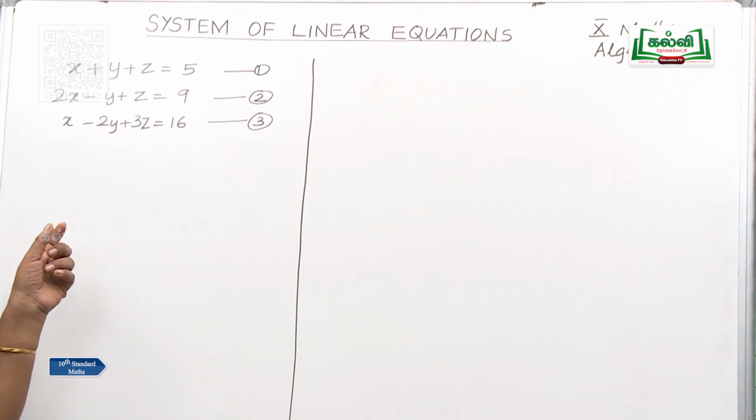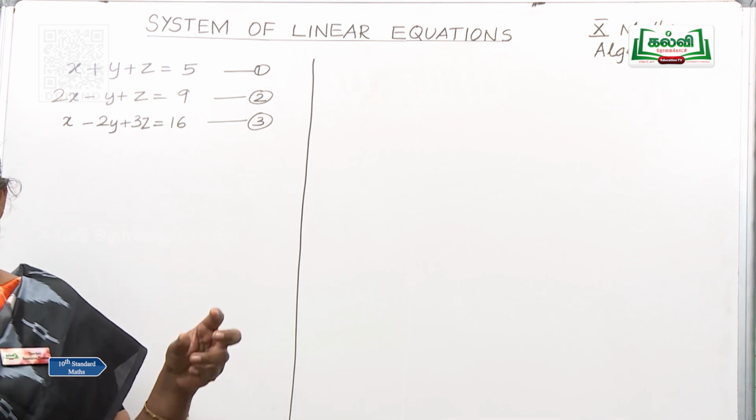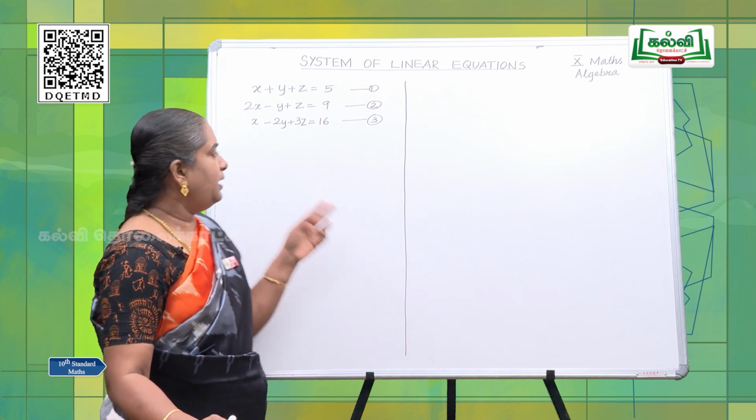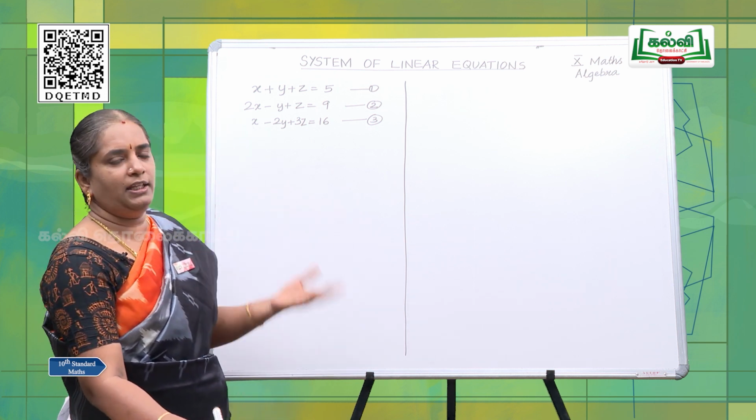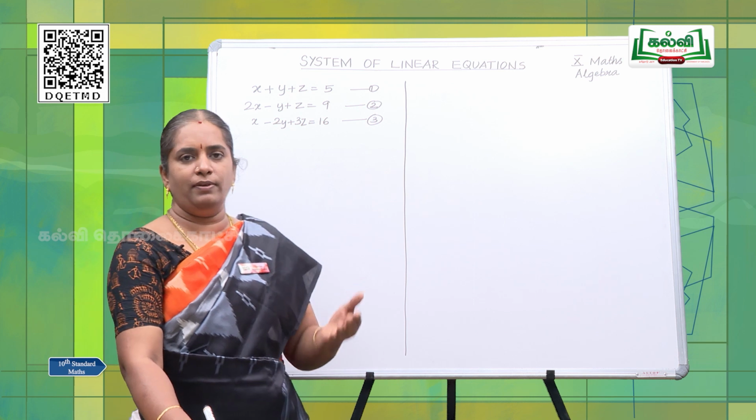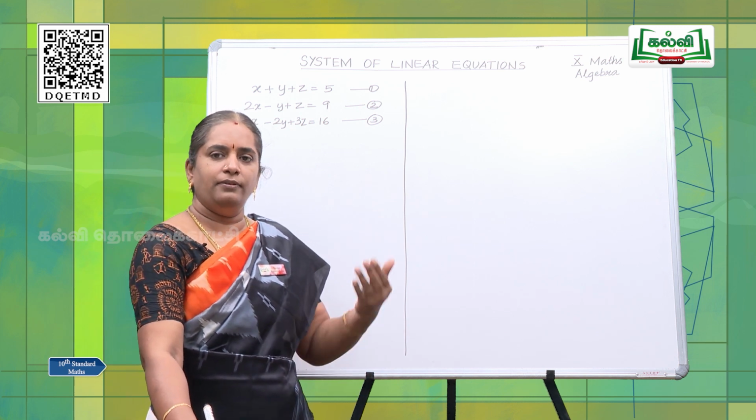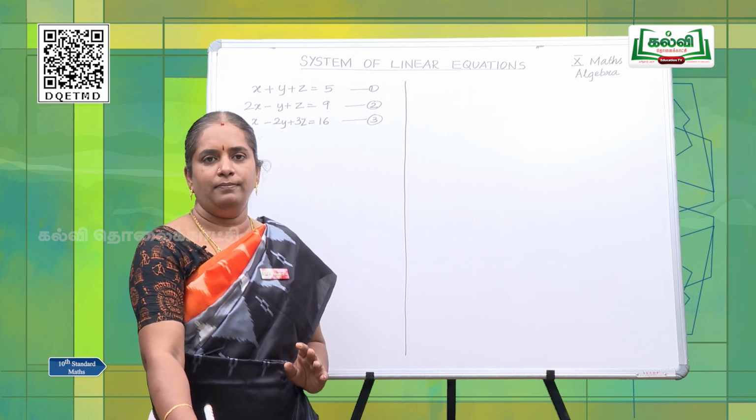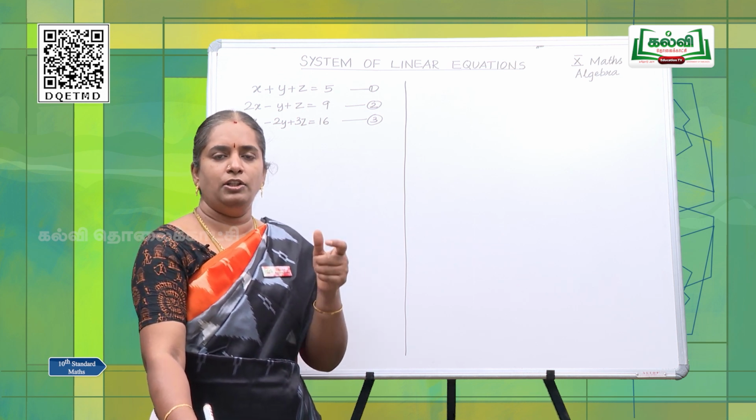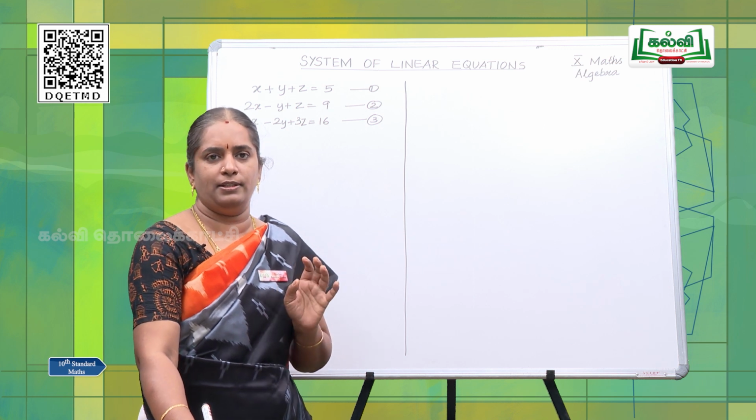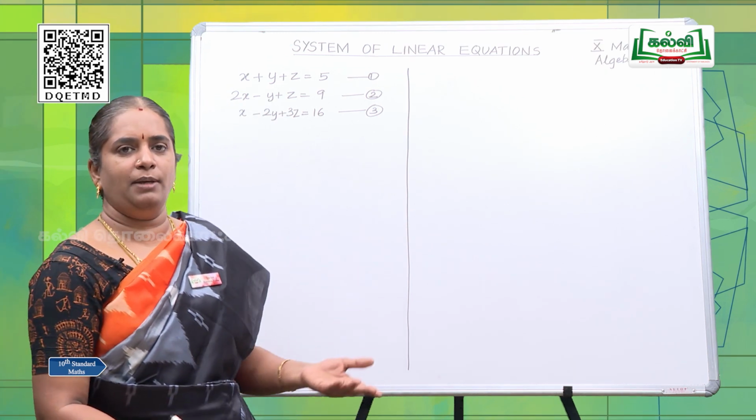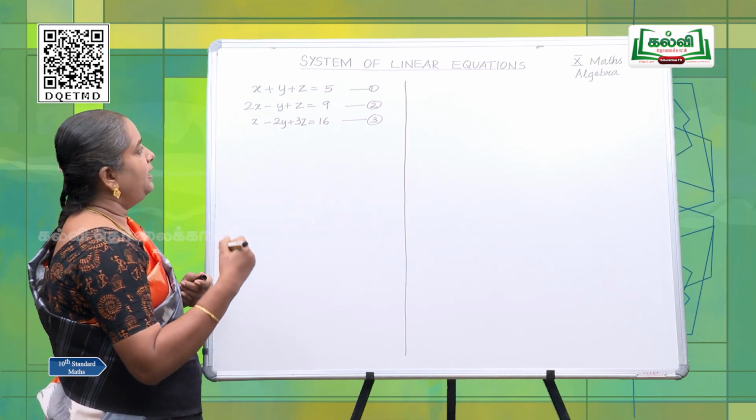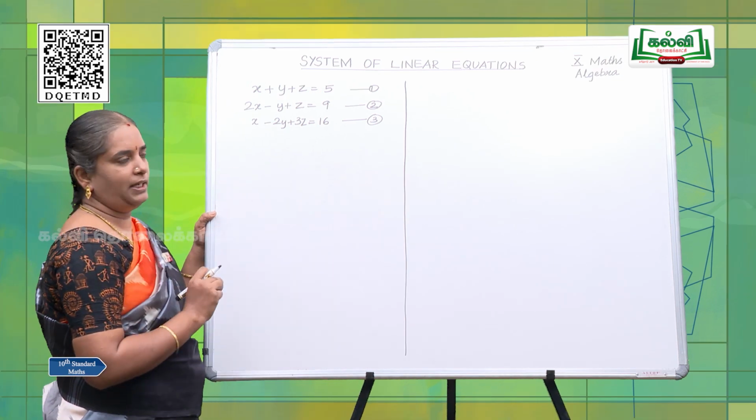So we are going to eliminate any one of the variables from two equations. Okay, let us take any two equations. We can pick any two equations and eliminate one variable from that, and then another pair of equations, eliminate the same variable in that, and then we will be having two equations with two variables. So we have to follow the same procedure which we followed in 9th standard. So first let us see which variable to be eliminated.